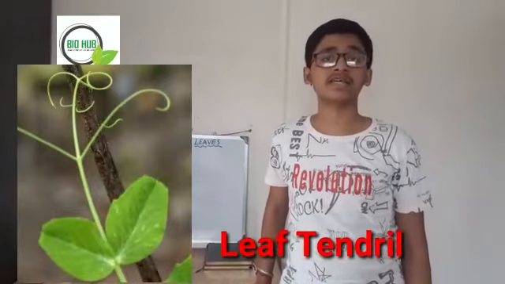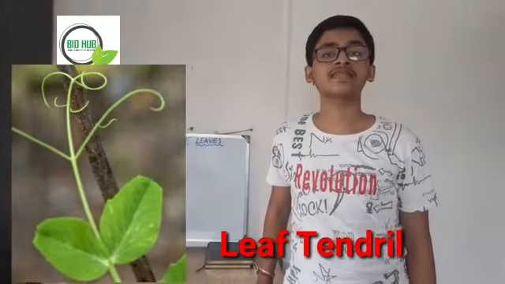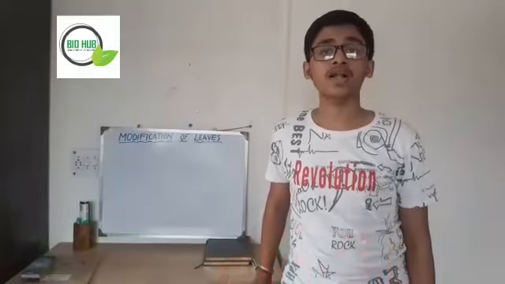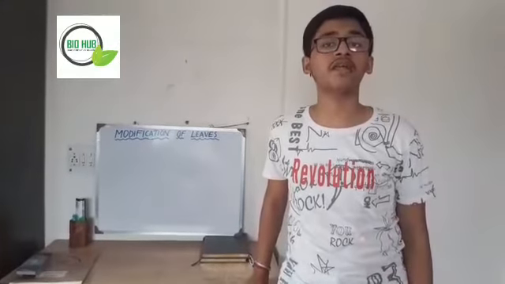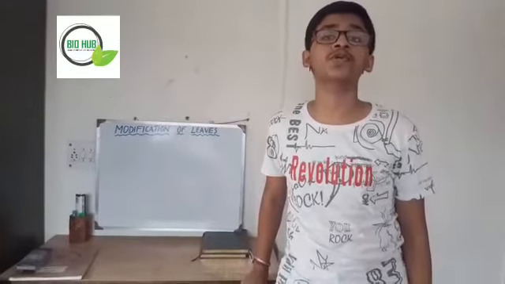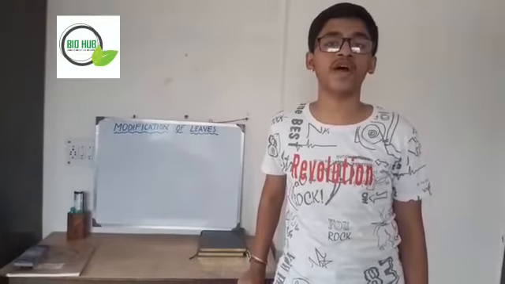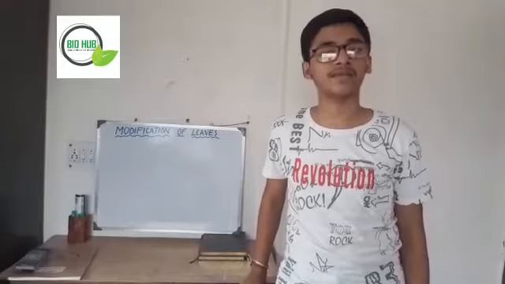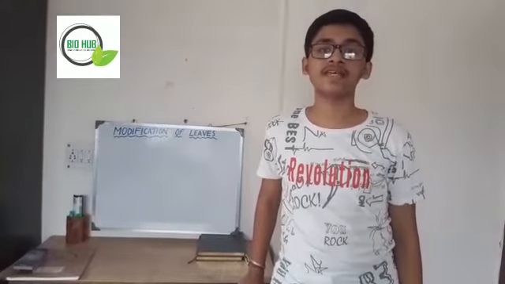In climbers, some leaves of the plant get modified into thin coiled structures called tendrils. These thin coiled structures wind around the plant and provide support to it. So the main function of a leaf tendril is to provide support to weaker climbers. Now come to an example. The example is a pea plant.